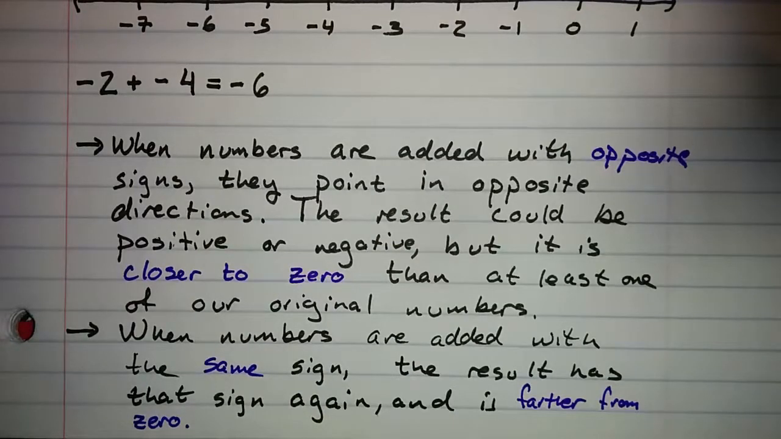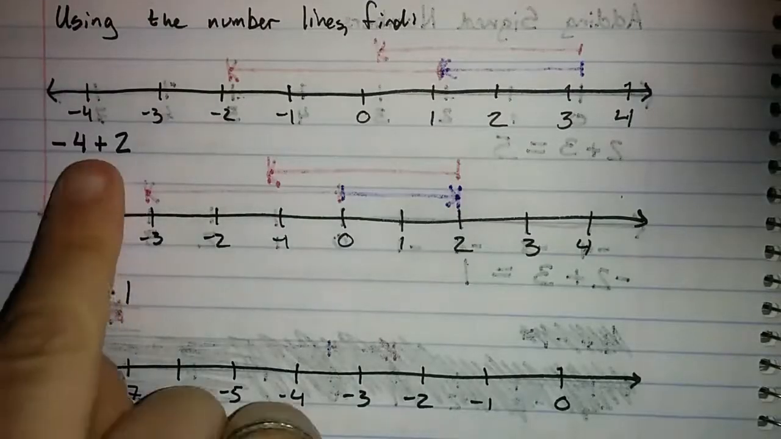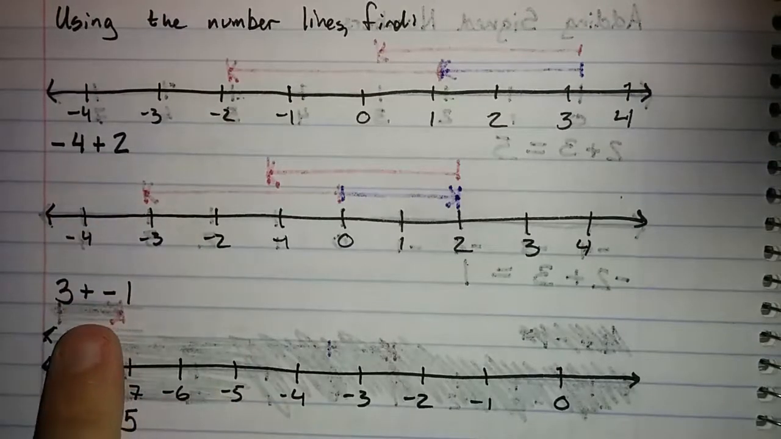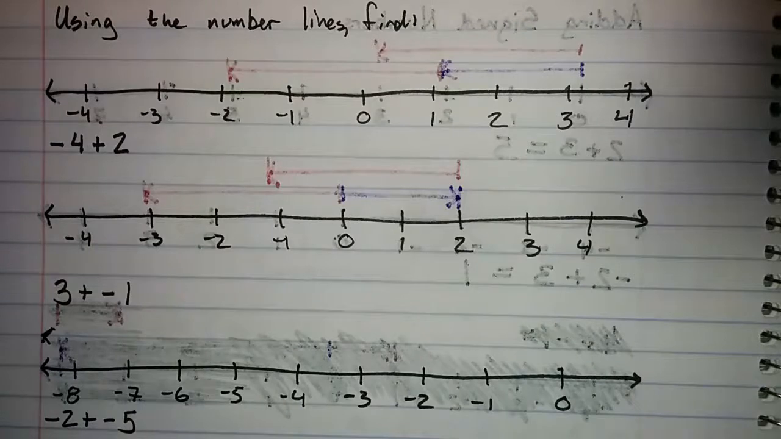But before we do that, I'd like to ask you to work out a couple of sums by drawing the number lines. Use the number lines to work out these three sums: negative 4 plus 2, 3 plus negative 1, and negative 2 plus negative 5. Even if you happen to already know the answers to these, please work them out on the number lines just for this one exercise. Pause the video and try this now.